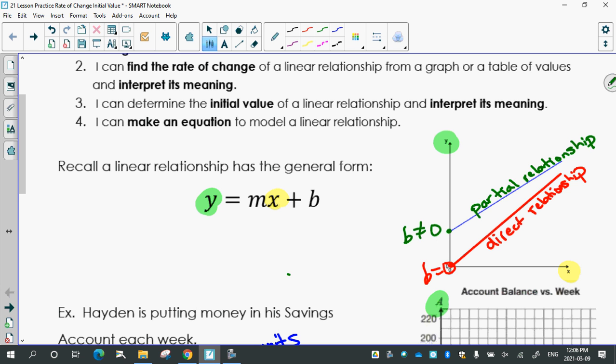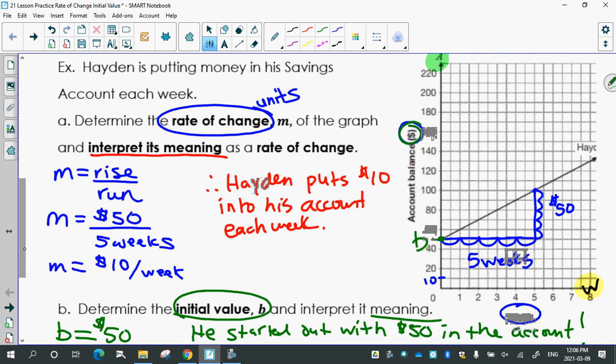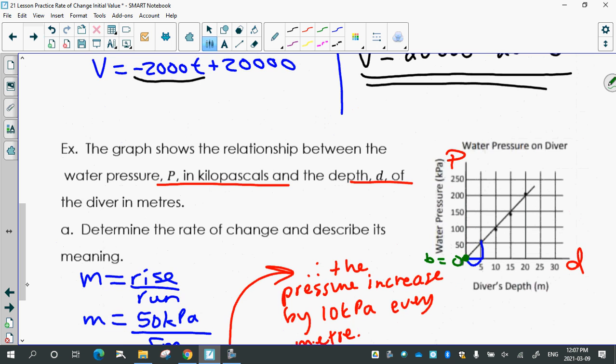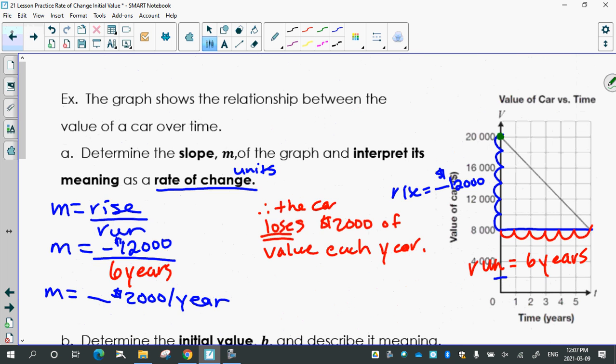So if we look at this one, is this one direct or partial? Partial. Initial value is not 0. How about the car? Direct or partial? Partial. The initial value is not 0. But here, the initial value was 0, so it's direct.